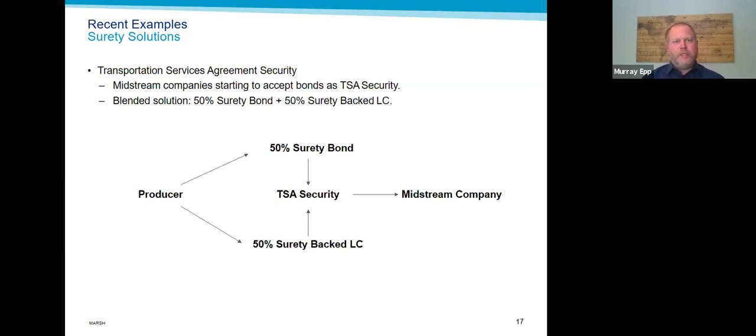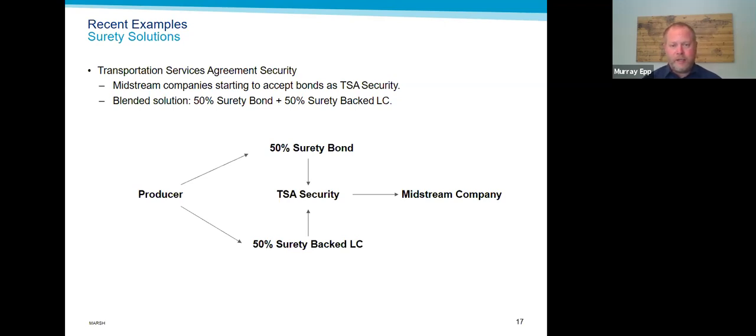As mentioned earlier, the TSA Security is something that's really evolved in the last 18 to 24 months. We've seen a lot more midstream companies accepting security in the form of a bond. Some of these midstream companies will only accept a surety bond for up to 50% of the overall security requirement. So what we've done in specific instances is create a blended solution where there is a 50% surety bond and then also a 50% surety-backed letter of credit.